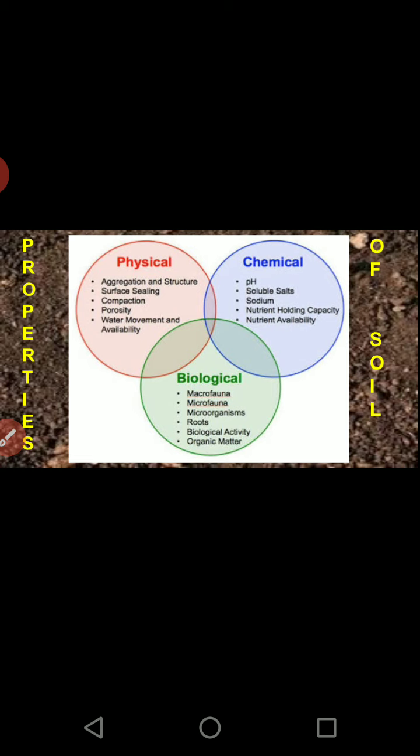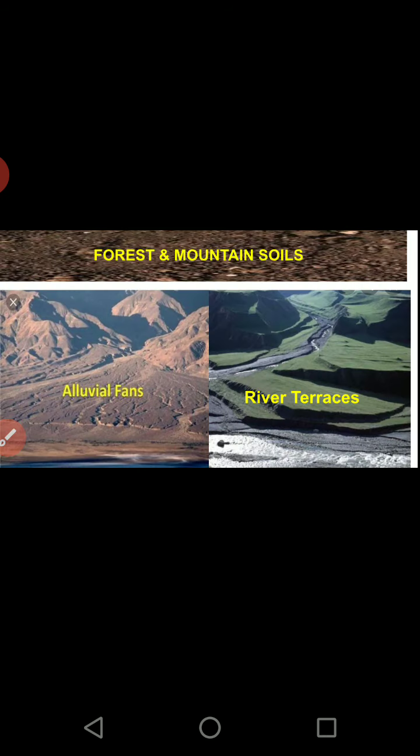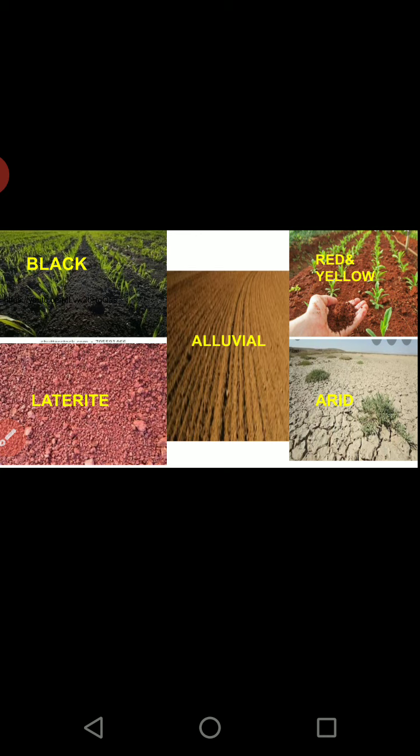The thing is that all these properties are different in different soils, and because of that you do not have soils of one single type. We have a variety of soils. So depending upon all these properties, we find that the soils are of various types.